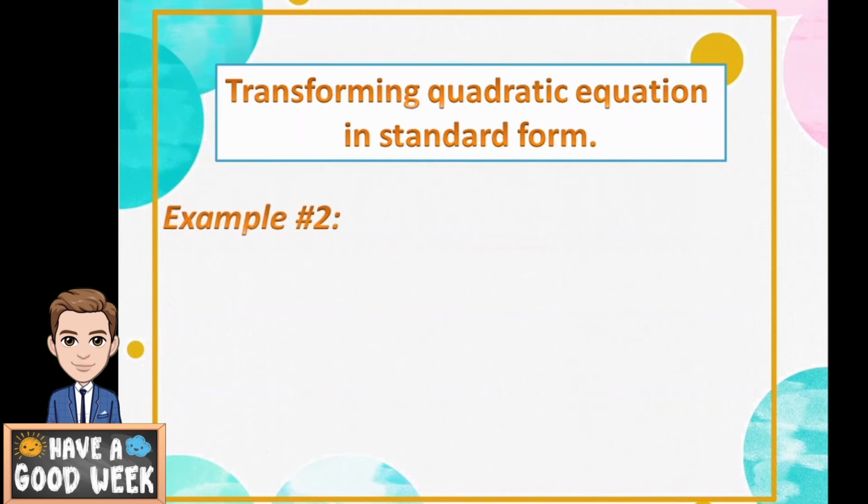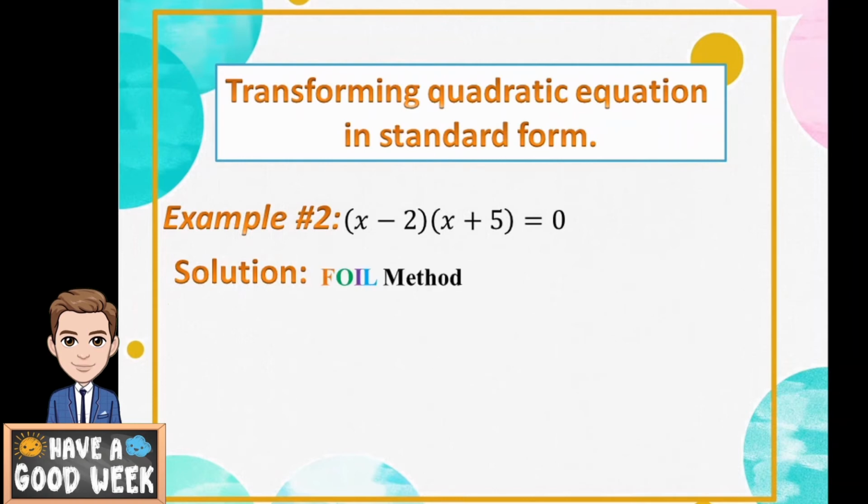Okay, example number 2. Ito, x minus 2 times the quantity of x plus 5 equals 0. Okay, so ito yung isa sa mga pinakamadaling i-transform into standard form. Okay, madali lang to. So, yung gagamitin nating method dito is FOIL method. Sir, ano po ba yung FOIL method na yan? Lagi ko naririnig pero di ko alam ibig sabihin ng FOIL method na yan.